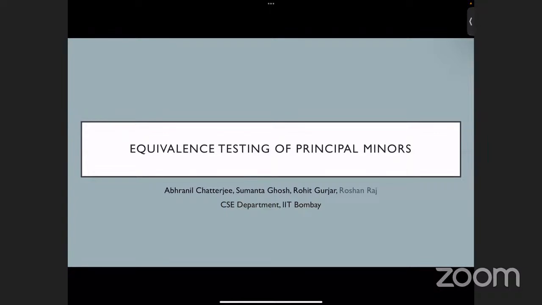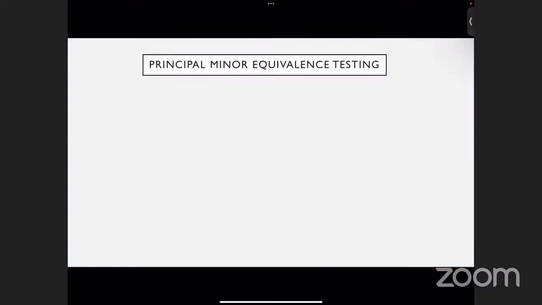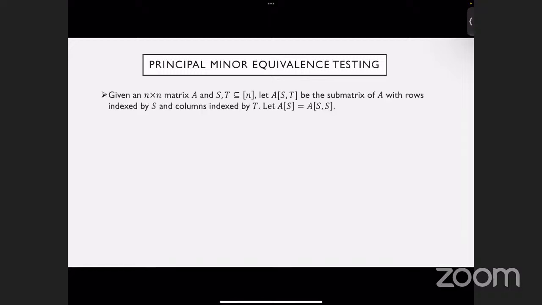So I will be talking about our recent work, which is titled Equivalence Testing of Principal Minors. This is joint work with Avnil Chatterjee, Sumanto Ghosh, and Rohit Gurjar. First, I will start by defining what this problem of principal minor equivalence testing is. Here is the notation that I will use throughout the talk.